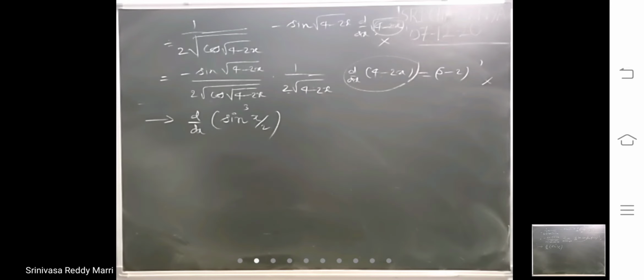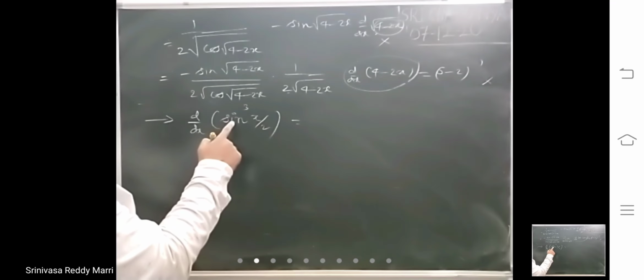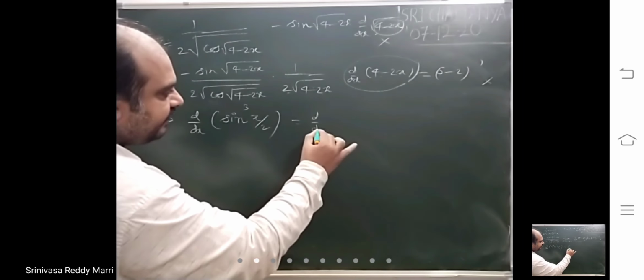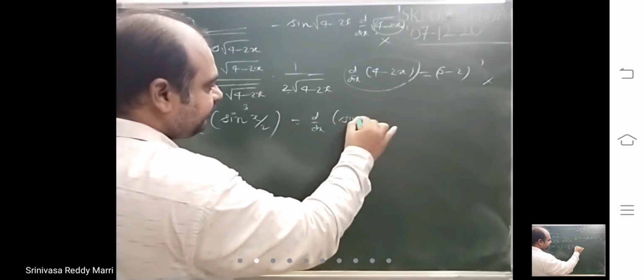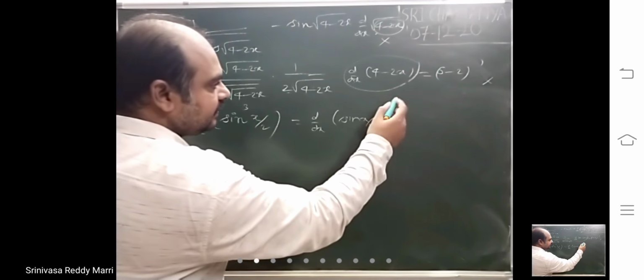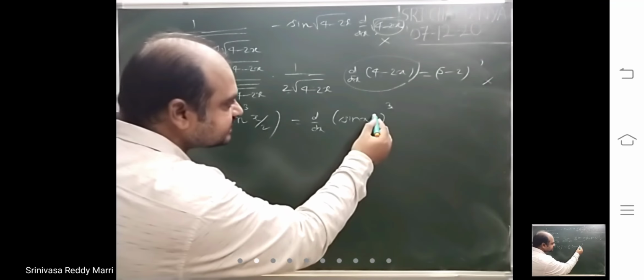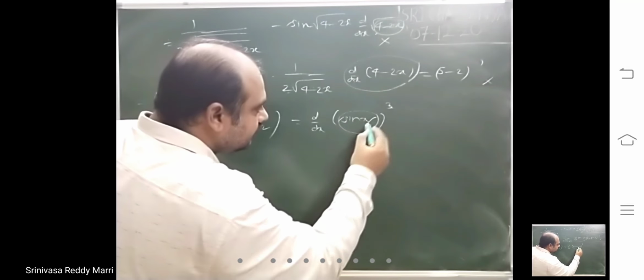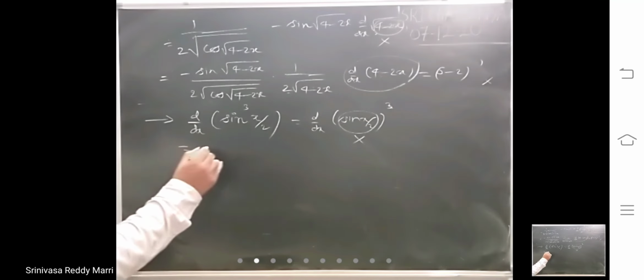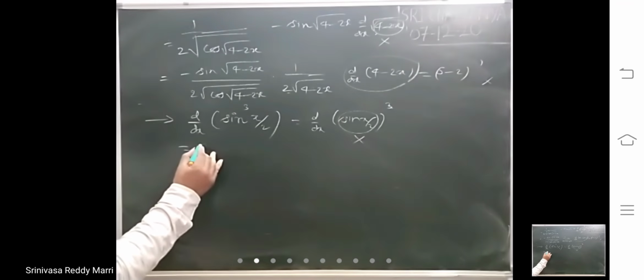D by dx of sine cube x by 2, let's say. D by dx of sine cube x by 2. Don't write cos cube x by 2, not directly. So you write like power number is there. Power number means x power n. This you take capital X. Power number means always x to the power n. That means x cube. X cube, what is the rule?